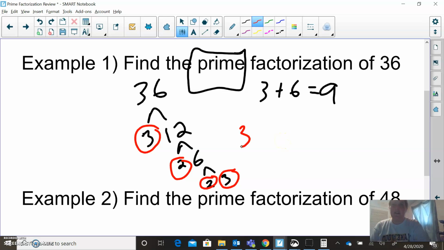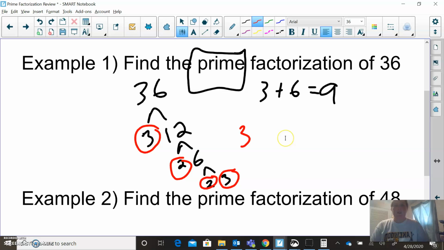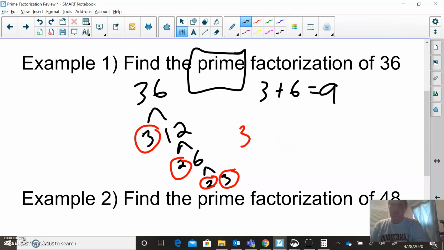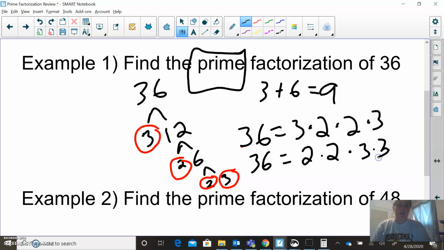So, 36. Okay. So, let's erase that. So, 36 is equal to 3 times 2 times 2 times 3. So all I did was take all the numbers that I multiplied together, that I circled, and did it like this. Now let's put it in order. So 36 equals 2 times 2 should go in the front because those are the smallest numbers, and then 3 times 3. So that is your prime factorization.